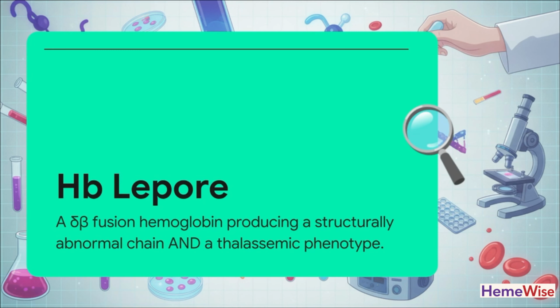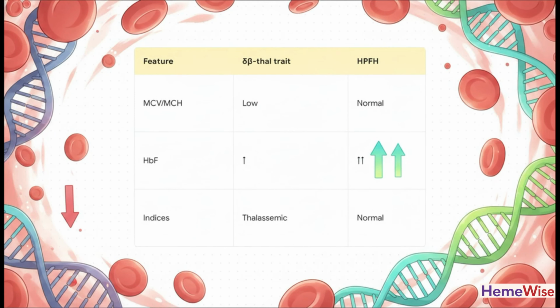And to make matters worse, on an HPLC machine, Lepore can actually elute in or right next to the hemoglobin A₂ window. That can falsely elevate your apparent A₂ reading and completely fool you if you aren't paying super close attention. Another tough differential is separating delta beta-thalassemia trait from HPFH.